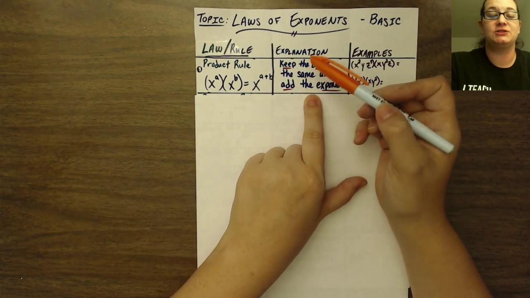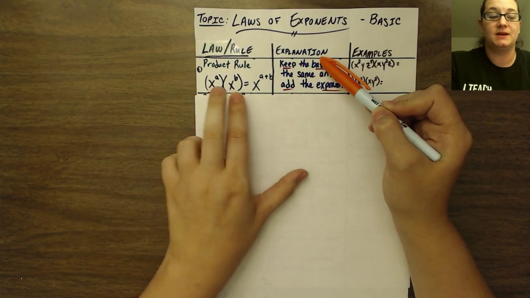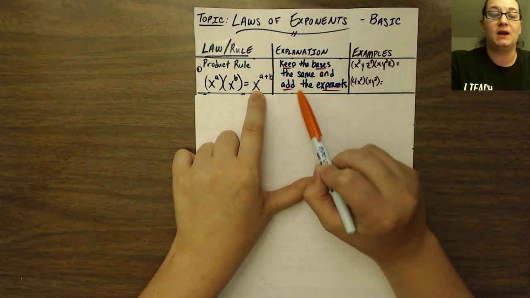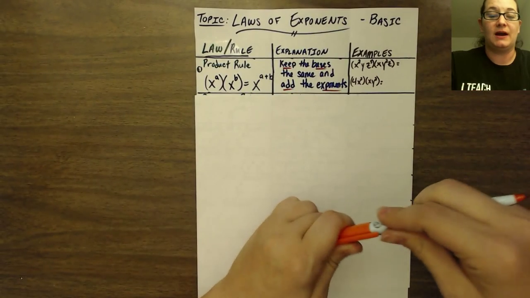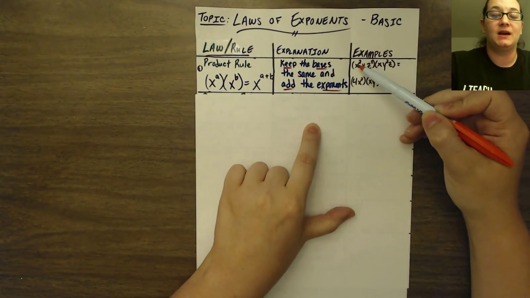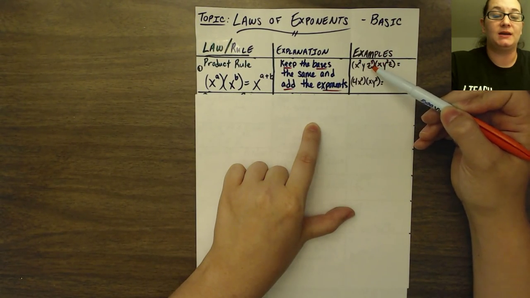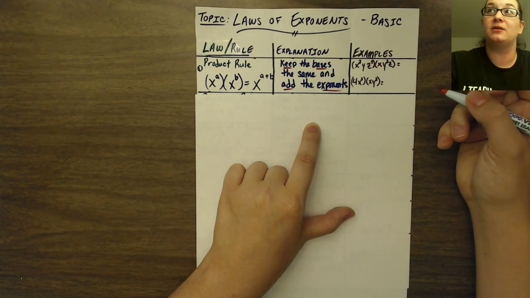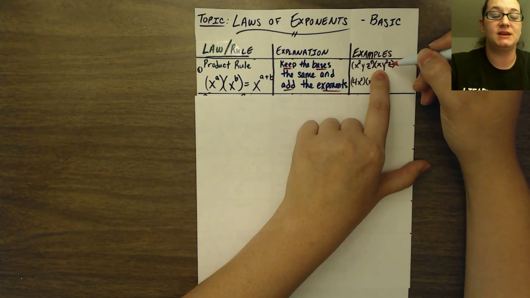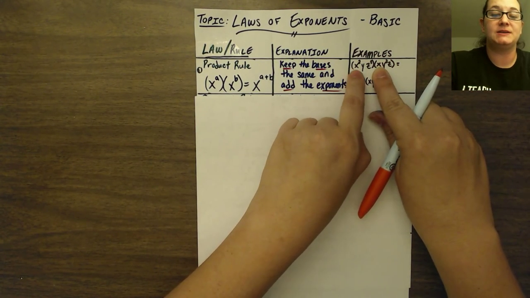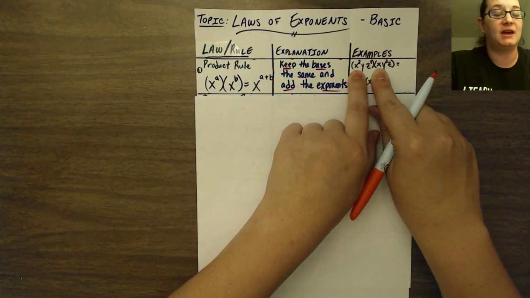So the explanation is just keep the bases the same. The base stays the same. And you're going to add the exponents. So you have x squared y z cubed, might be hard to see. If you have an x y squared z, if I have the same base, so this x and that x, I'm going to add the exponents.